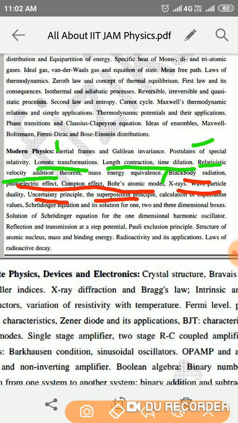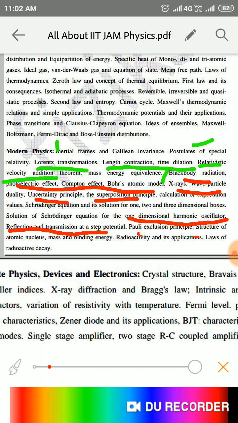And now moving to quantum mechanics, you should know how to calculate the expectation values of different operators. And you should be able to solve the Schrodinger equation for a one dimensional, two dimensional, and three dimensional box. And you should know how to solve the Schrodinger equation for a one dimensional harmonic oscillator, that is also very important. And reflection and transmission at a step potential. And at last, you should have knowledge about the Pauli exclusion principle.